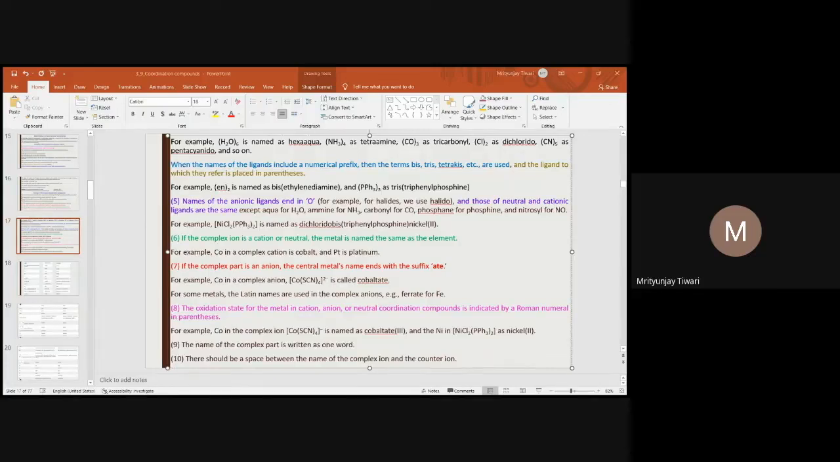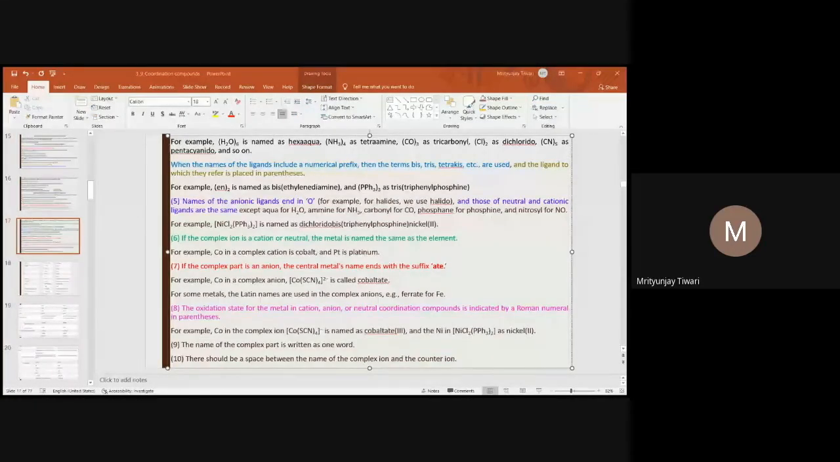Write the IUPAC name of this complex. What will be the IUPAC name of this complex? We'll write the name of the cation first, and here the coordination entity is cationic, and that's the counter ion. So we'll write the name of the cationic coordination entity first and then the name of the counter ion. We simply write the name of the counter ion only. Its number is not required to be represented here.